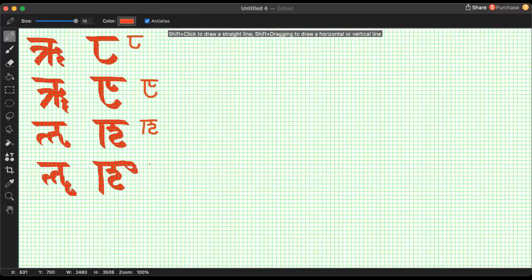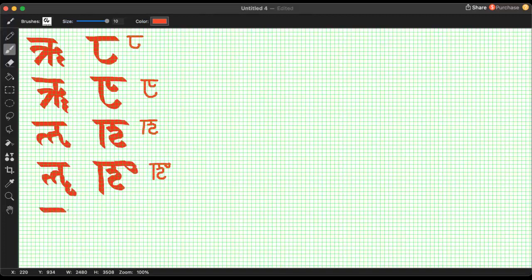Okay. You're writing this with a normal pen. This is r. Next, we learned how to write A. This is Devanagari A.